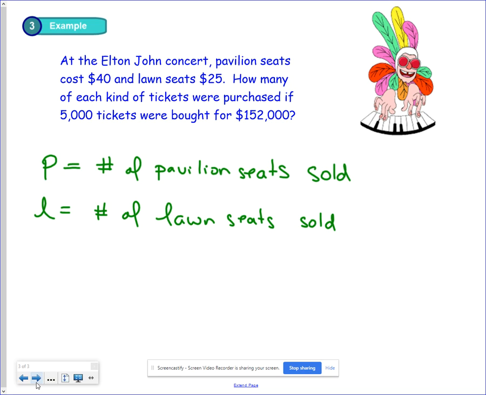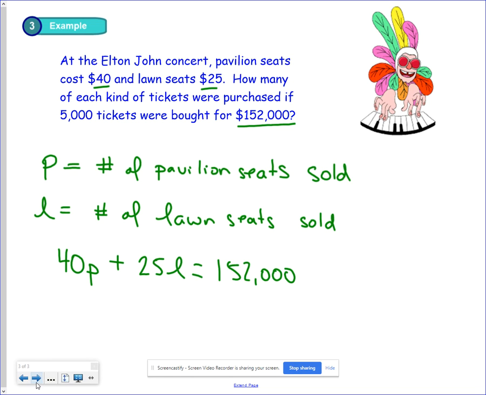Now we gotta come up with two equations here. Again, we got dollar amounts. We got $40, $25, $152,000. So they're probably all gonna go together. So if you bought one pavilion, that's 1 times 40. If you bought two, that's 2 times 40. If you bought three, 3 times 40. Well, we bought the P amount. So that's gonna be 40 times P plus 25 times L equals 152,000. So that's our first equation.